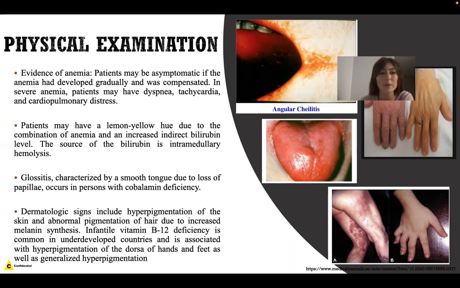Glossitis, characterized by a smooth tongue due to loss of papillae, occurs in persons with cobalamin deficiency. Dermatologic signs include hyperpigmentation of the skin and abnormal pigmentation of hair due to increased melanin synthesis. Infantile vitamin B12 deficiency is common in underdeveloped countries and is associated with hyperpigmentation of the dorsa of hands and feet, as well as generalized hyperpigmentation.